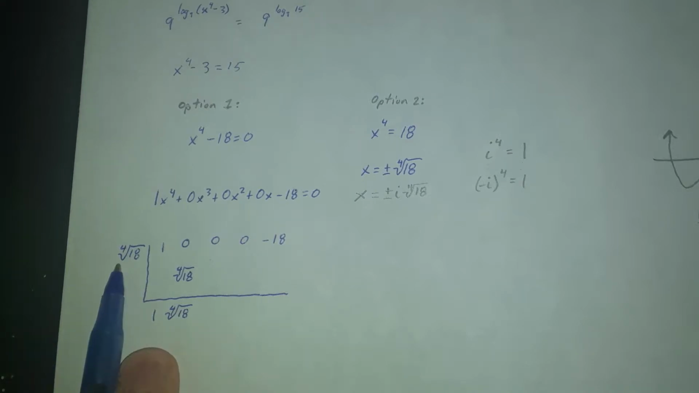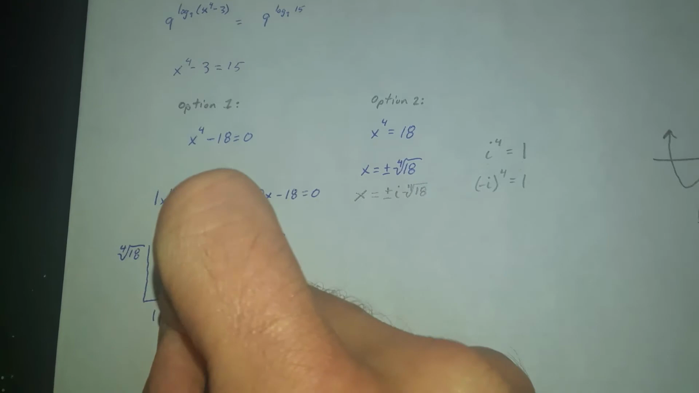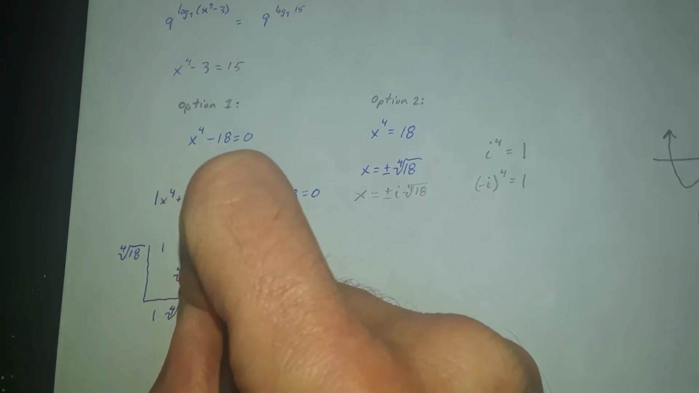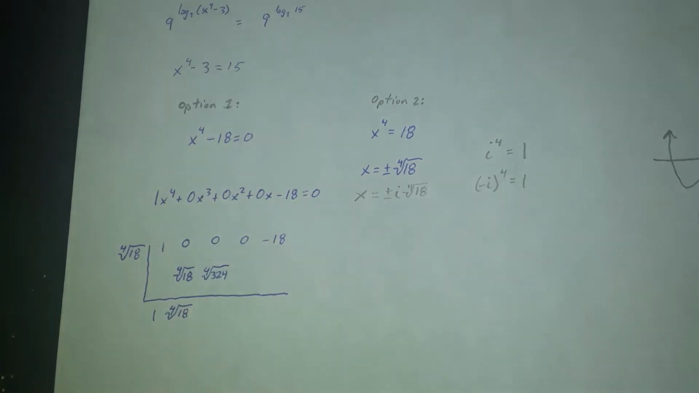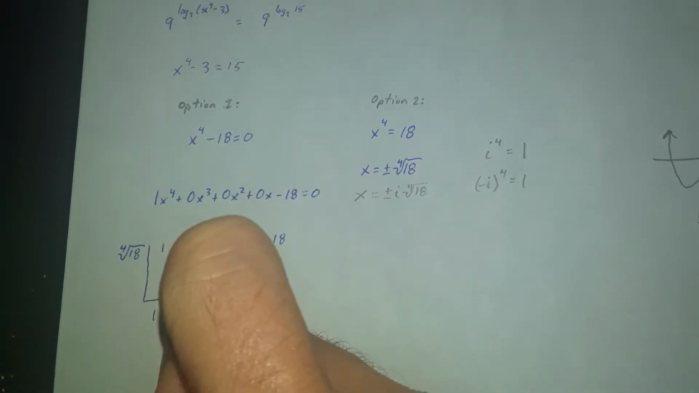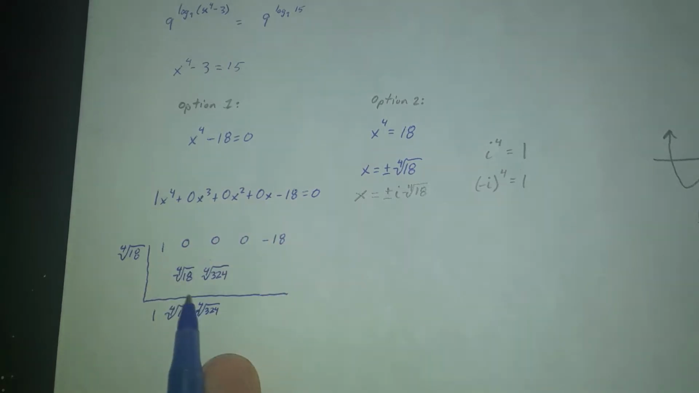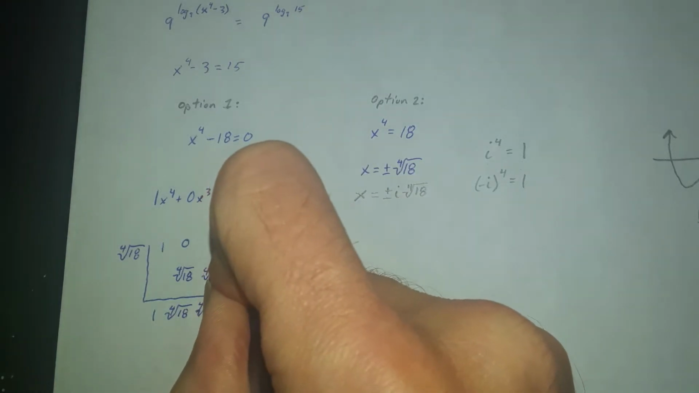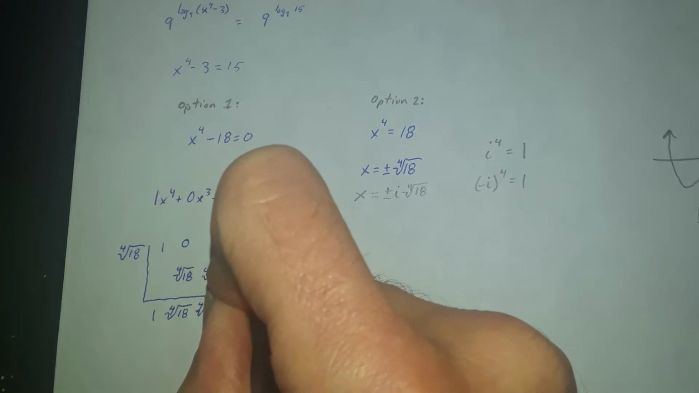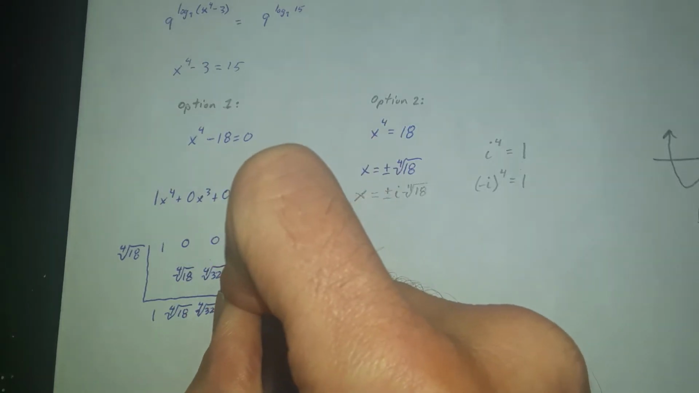And then I'm going to multiply the 4th root of 18 times the 4th root of 18. And this will be the 4th root of 324. And I'm adding these, so this is also the 4th root of 324. And then I'm going to multiply the 4th root of 18 by the 4th root of 324 to get the 4th root of 5,832.